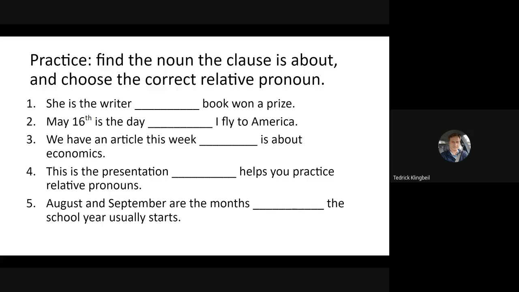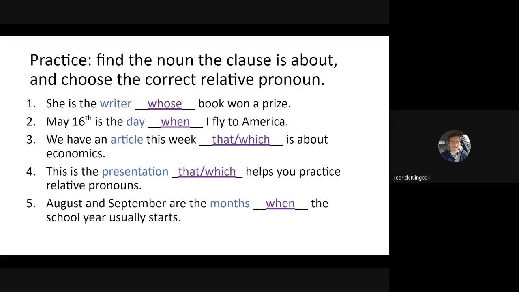She is the writer whose book won a prize, right? Because it's talking about the person, in this case, the pronoun she. All right, go ahead and do 2 through 5 yourself. Take a minute, maybe put it on pause. Okay, let's have a look. She is a writer whose book. May 16 is the day when. We have an article this week, which or that. This is the presentation that helps you practice, and August and September are the months when.